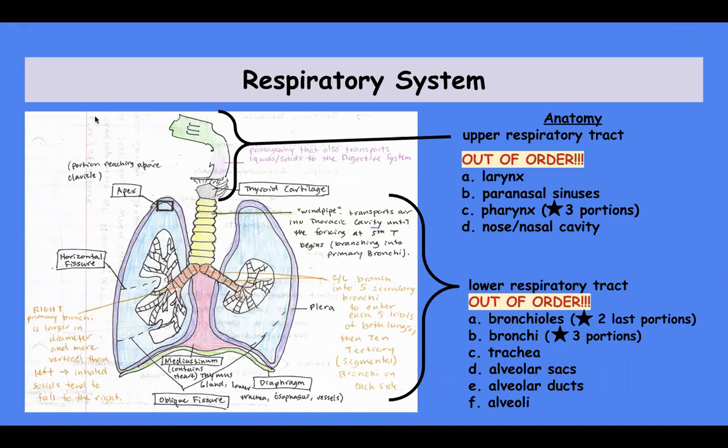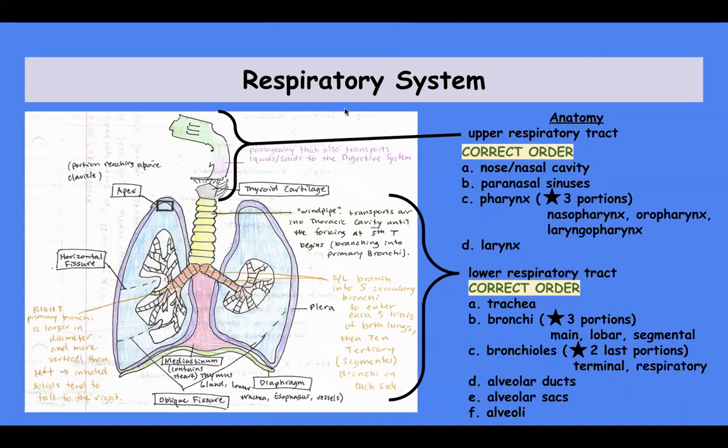All righty. Thank you for those participating in the chat. So let's move on to the next slide. Let's go over the correct order of the entire respiratory tract, both the upper and the lower divisions. So here's the correct order.